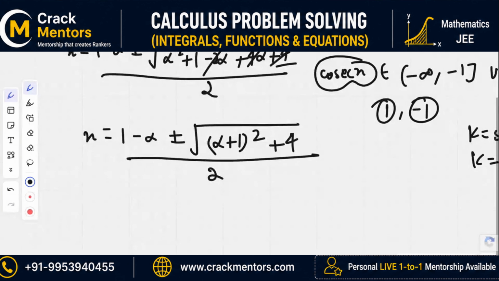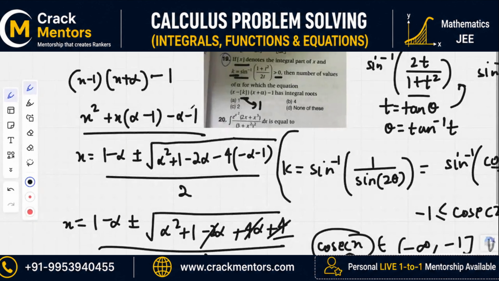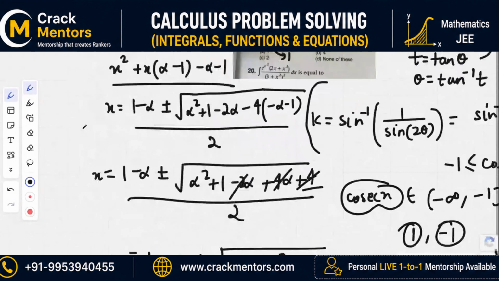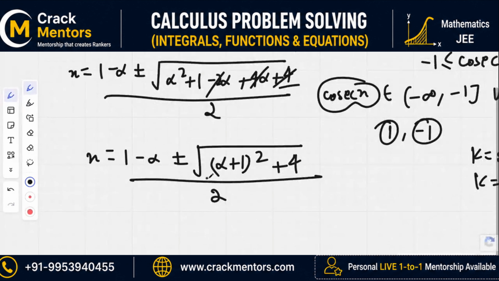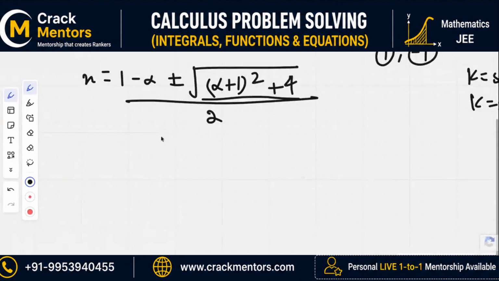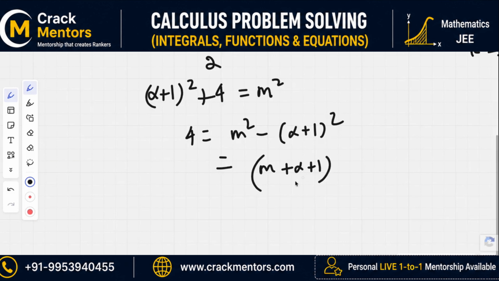Tell me one thing. We did this in quadratic equation. So the coefficient of x square is already 1. So that means this should be a perfect square. Okay, let this be m square. So now can I write this as 4 as m square minus alpha plus 1 square? So isn't it m plus alpha plus 1 into m minus alpha minus 1? Is this correct?